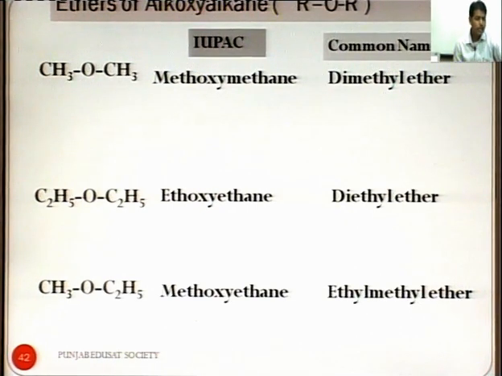The next member is one in which oxygen is attached on one side with a methyl group and on the other side with an ethyl group. The oxygen is attached with the methyl group, that is methoxy, and the other alkane is ethane, that is methoxyethane. The common name is ethyl methyl ether.